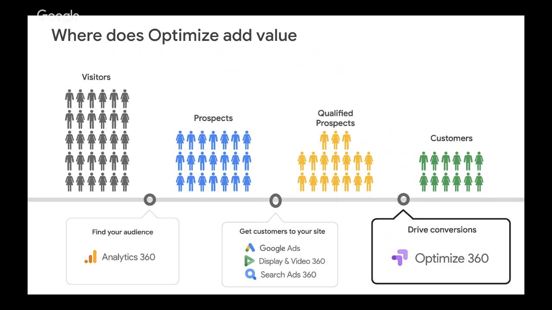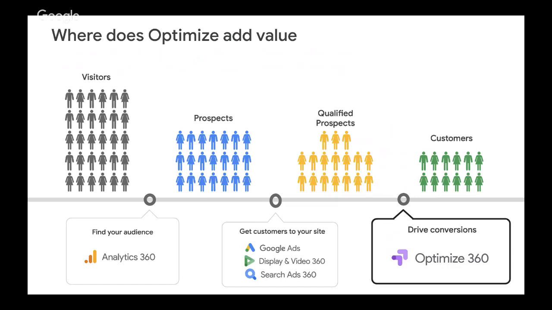So if you look at the conversion funnel in general, really, analytics helps you figure out who your prospects are, right? Who's interested in your business or whatever it is that you're selling. And once you have that knowledge, you're able to use one of our fabulous ads products, like Google Ads, for example, to drive those prospects to the front door of your business. And this has obviously been working great. And Google's very happy that you use a lot of our ads products.